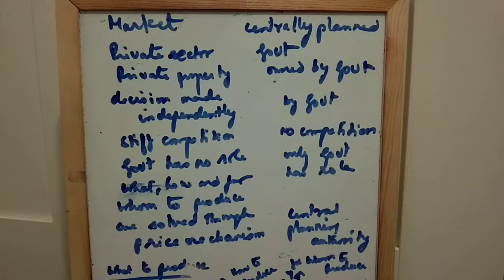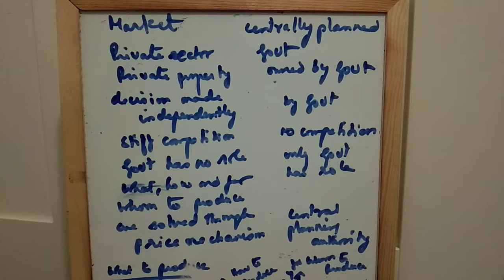Hello. So economy is divided into different types based on its economic activities: market economy and centrally planned economy. So what is market economy? It is also known as capitalist economy. In this economy, the means of production are owned, controlled and operated by the private sector. And in centrally planned economy, means of production are owned, controlled and operated by the government.